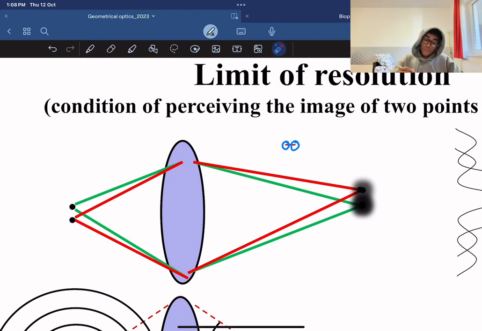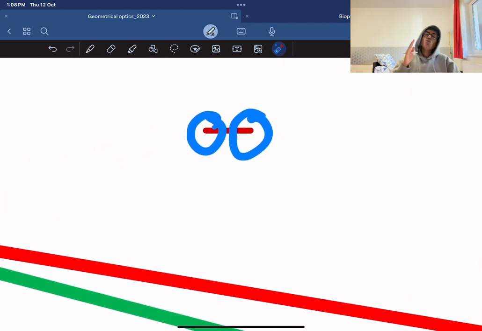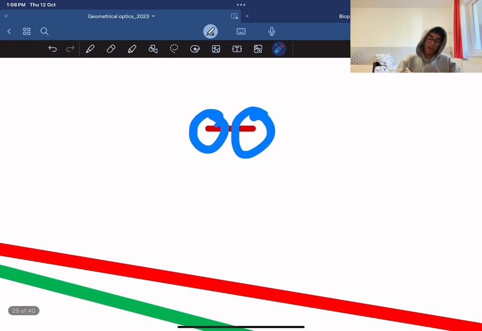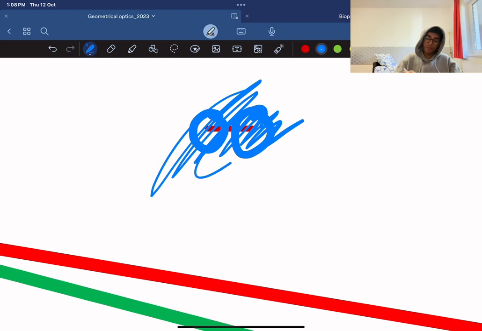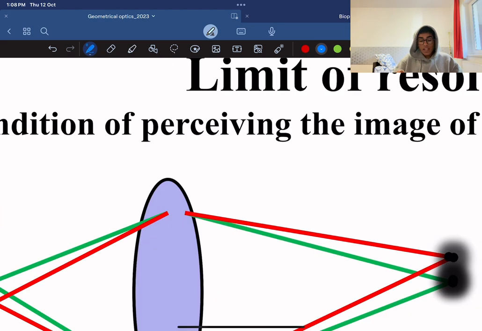So what would you ideally want? You would ideally want your resolving distance to be super small so that you can place the particles really, really close, but still they're away from that little resolving distance. So you can see them as two different points, right? That is what you would ideally want to create a super, super accurate microscope. Okay, so that's the resolving distance.